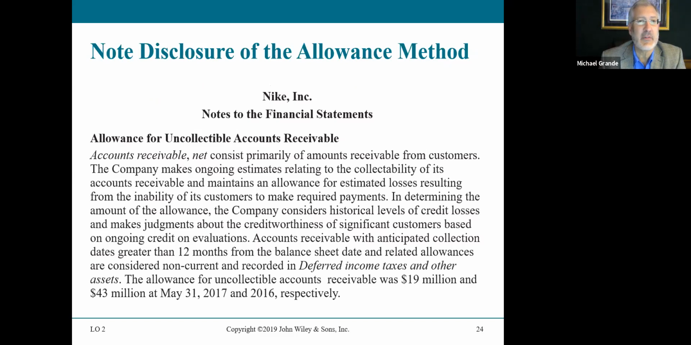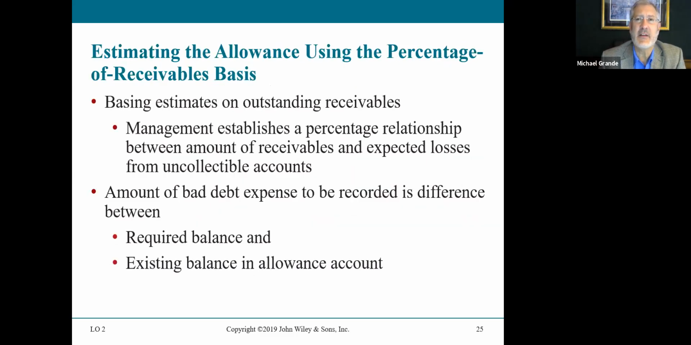This is an example of a footnote that would be seen in the financial statements. Feel free to read it. Estimating the allowance using the percentage of receivables basis. So we need to come up with the estimate somehow. In the previous example, somebody gave you the estimate. It was $12,000, but how do you come up with it?